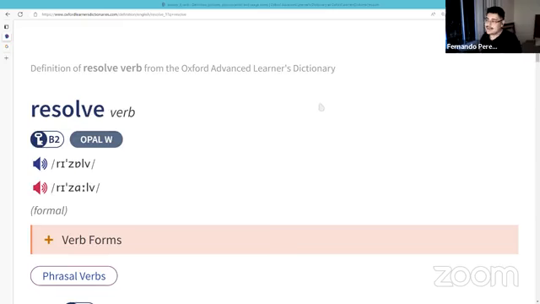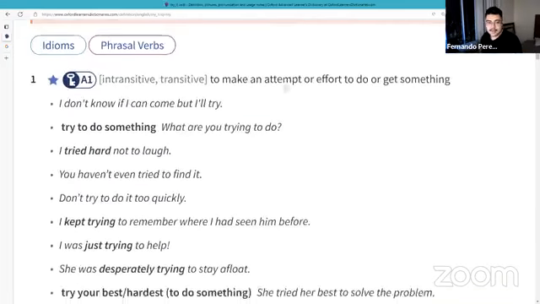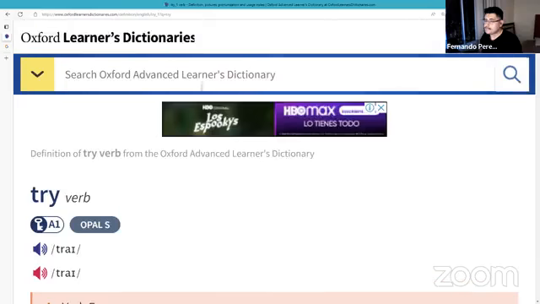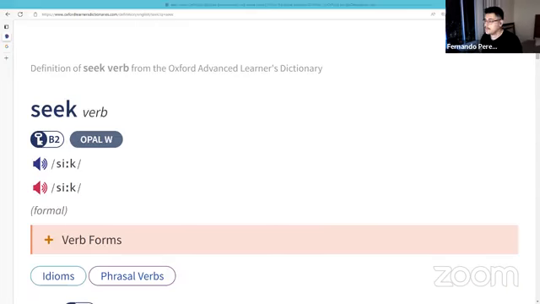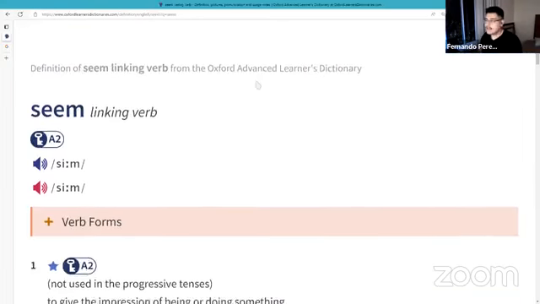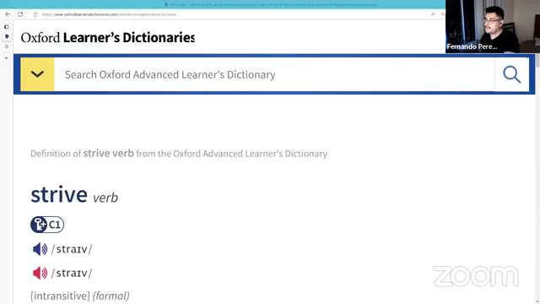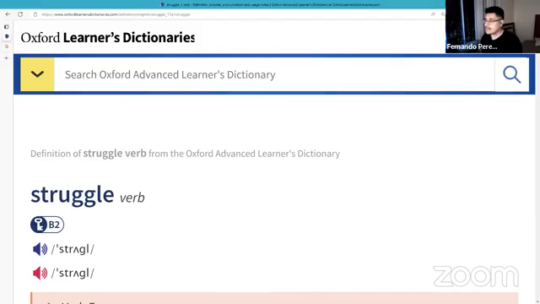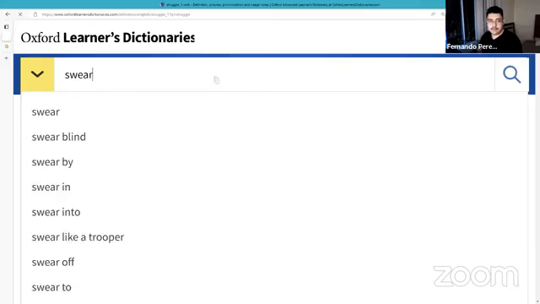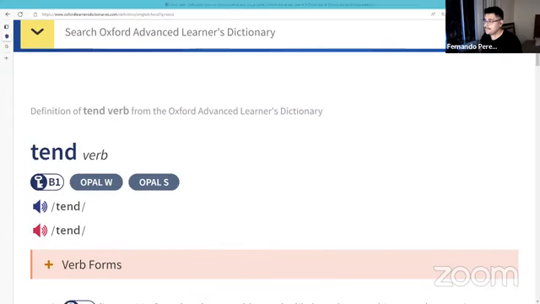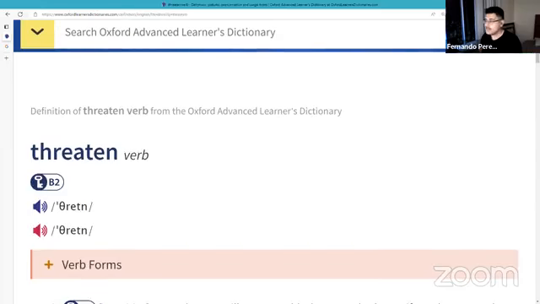This is necessary. I said to try. Try doing. No, try is ing. Seek. B2. Seem. Easy. Strive. Difficult, no? Struggle. Excellent. Swear. Excellent. Tend. B1. Threaten. B2. Perfect.